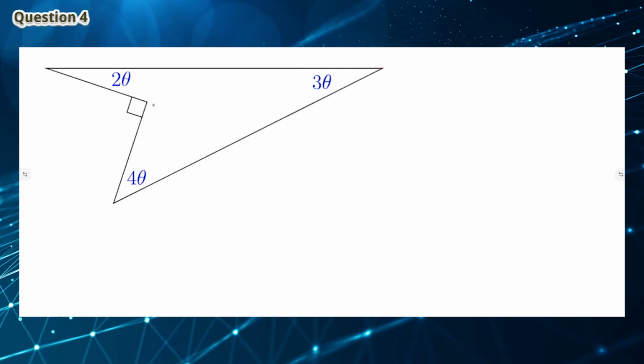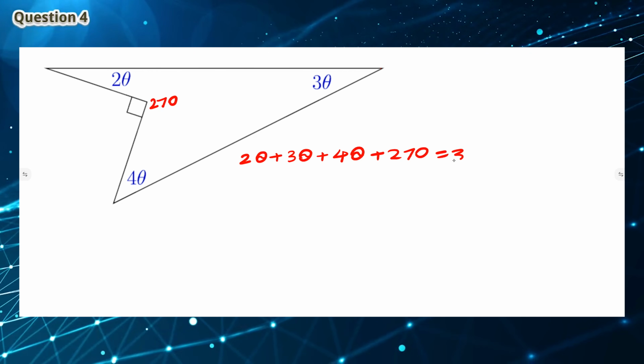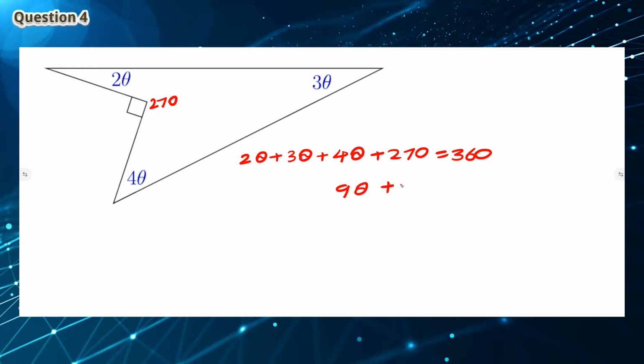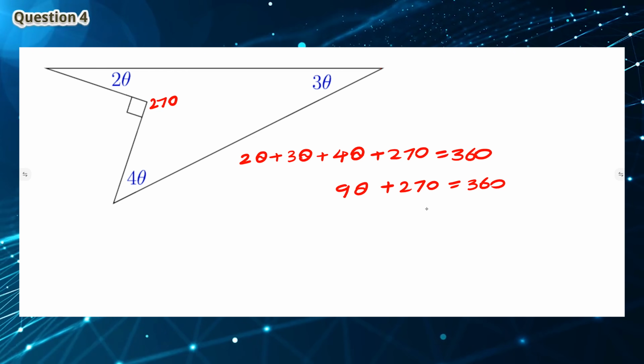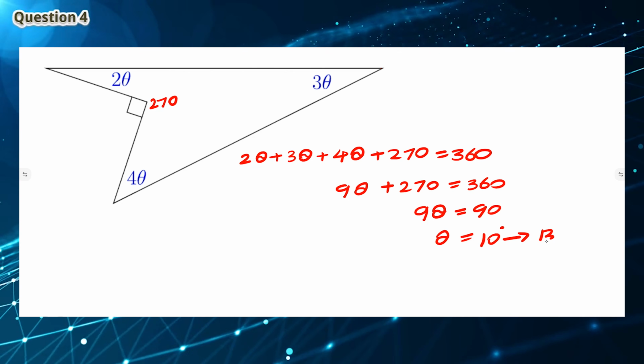The sum of the interior angles of a quadrilateral is always 360 degrees. Using this information, we can solve for the unknown variable. We find that theta is equal to 10 degrees, which means the answer is B.